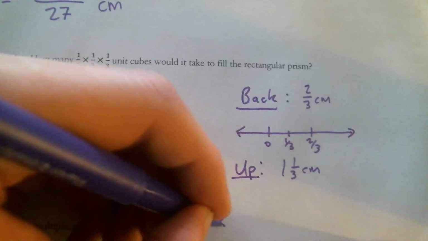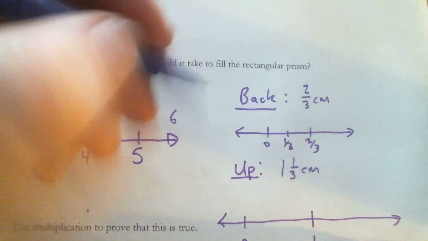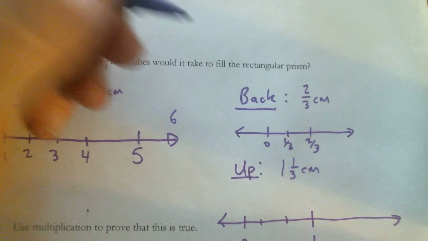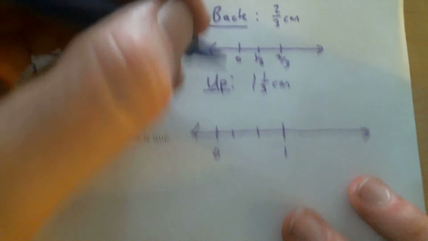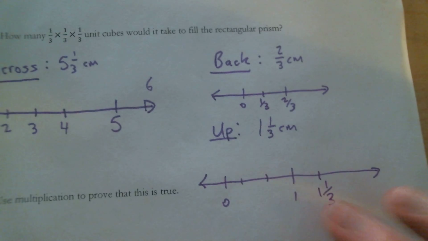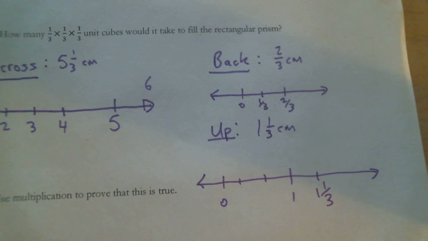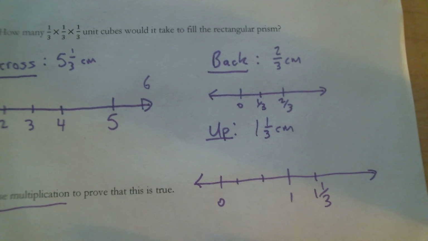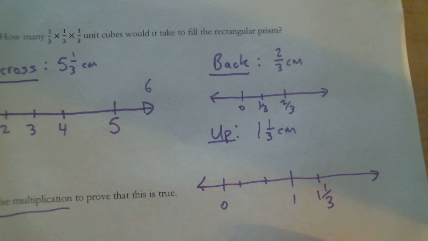And then lastly, you need to go up 1 1/3 centimeters. So here's 1, and there's 1/3, 2/3. There we go. We have 1/3, 2/3, 1, and 1/3. So how many thirds would fit here? Then use that to multiply and figure out, not the volume, but to prove how many unit cubes will fit.